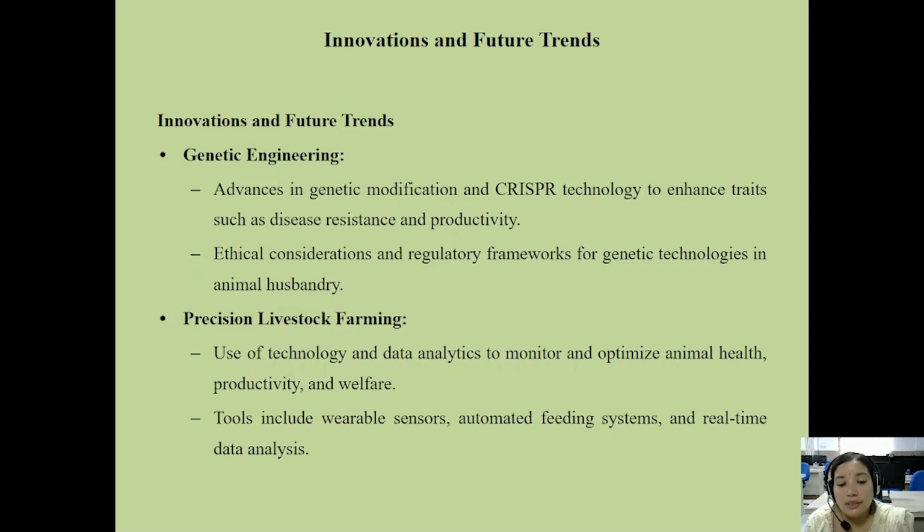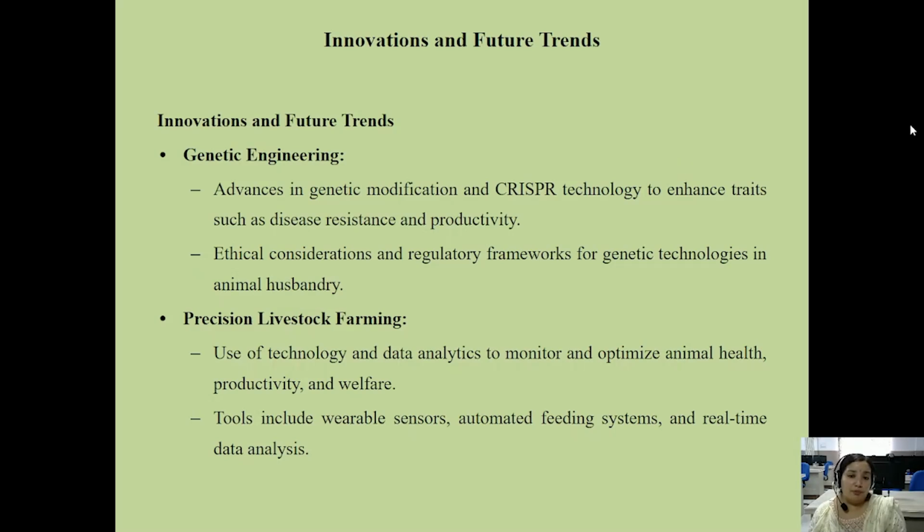Tools include wearable sensors, automated feeding systems, and real-time data analysis. These are tools used in precision livestock farming, the use of technology and analytics to monitor and optimize animal health, productivity, and welfare. And tools include wearable sensors, automated feeding machines, and real-time data analysis. These are the innovations and trends in animal husbandry.